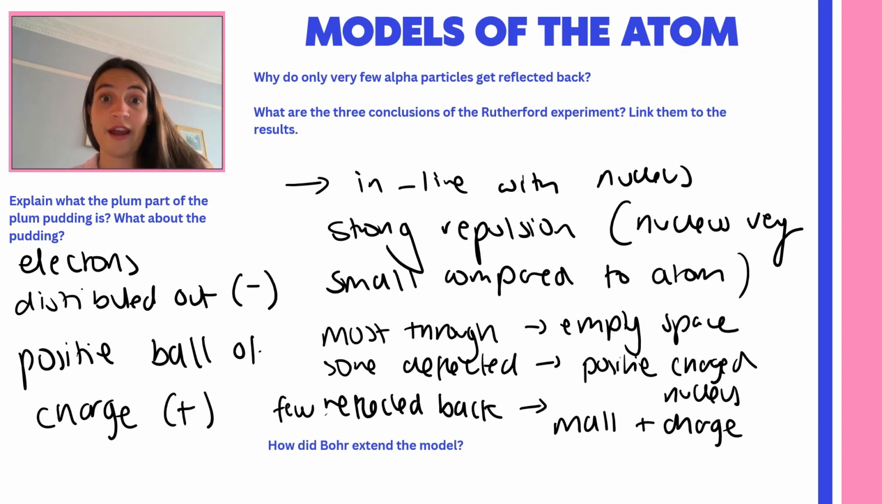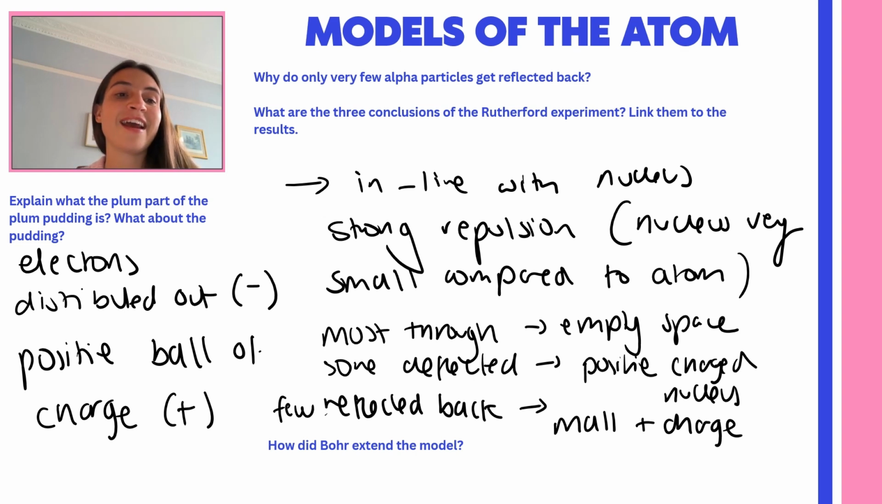Second, some are deflected through an angle. That must mean, since your alpha particles are positively charged, they've come near the positively charged nucleus and they are being repelled by that nucleus. So the conclusion is you have a positively charged nucleus.